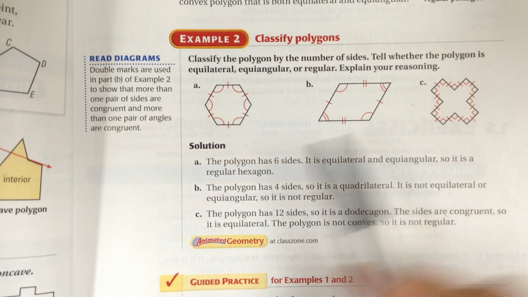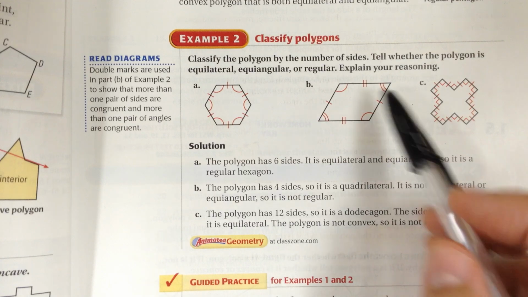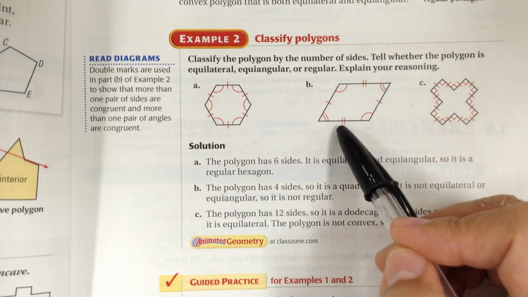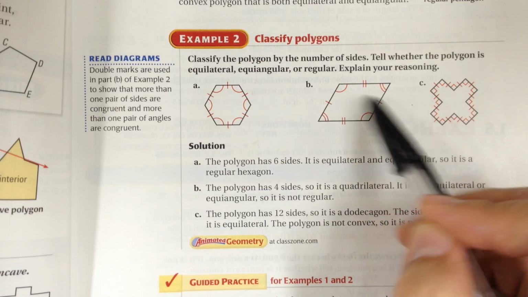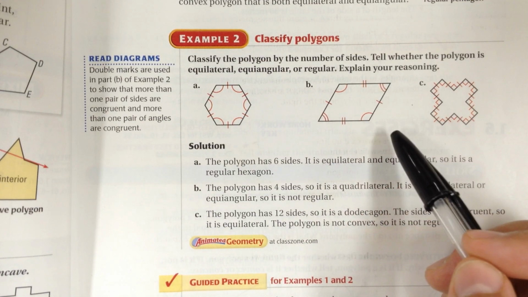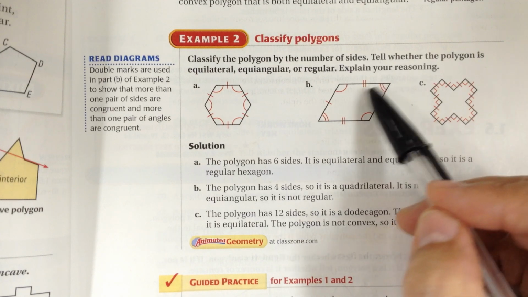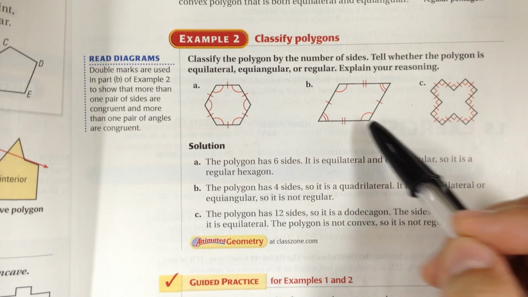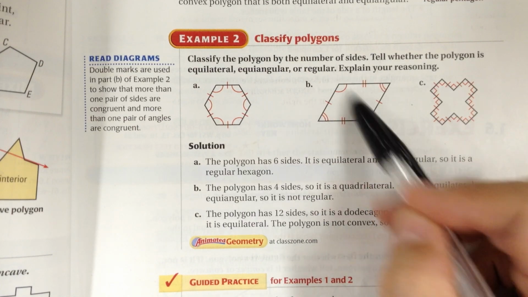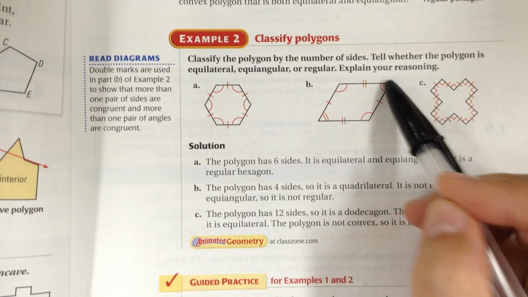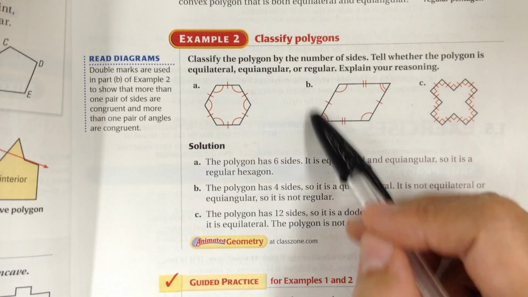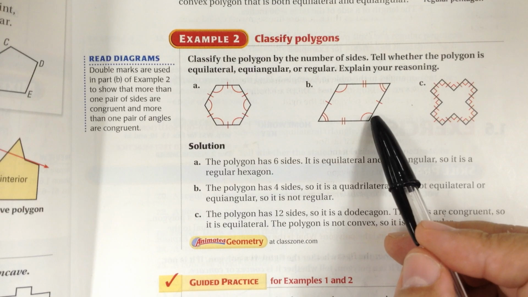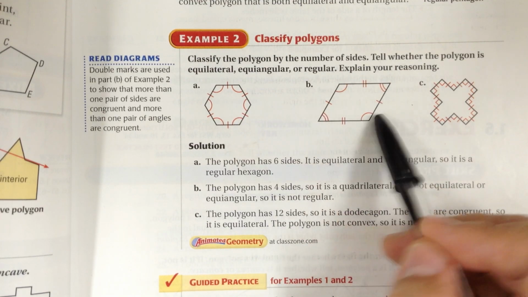Okay, this one has 4 sides. Notice that these two are congruent, these two are congruent, but they are not equal. So this is not equilateral, because these two are not the same. Also, look at the angles. These two are congruent, these two are congruent, but they are not equal. So this is not equiangular. So this is not a regular polygon. This is a parallelogram.